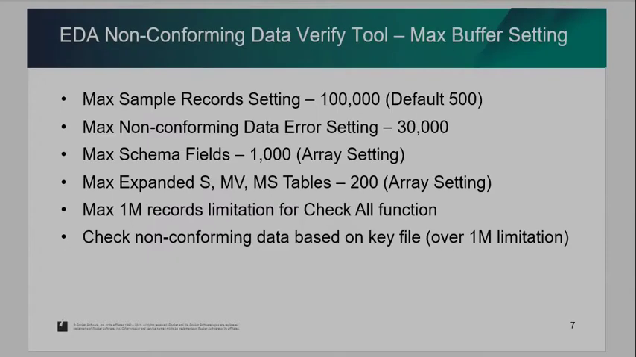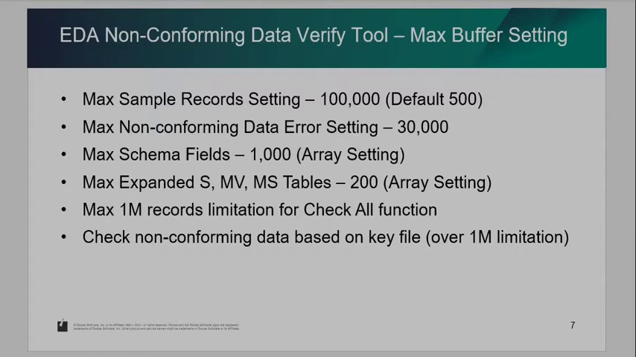There are some restrictions for this tool because I put everything in a memory buffer. If you use the sample data, the maximum is 100,000 records, and the default is 500. For the non-conforming data, you can only use a maximum of 30,000 records. For the schema field checking, because I set the buffer in the program, the maximum is 1,000. For the different schema tables, the maximum is 200.